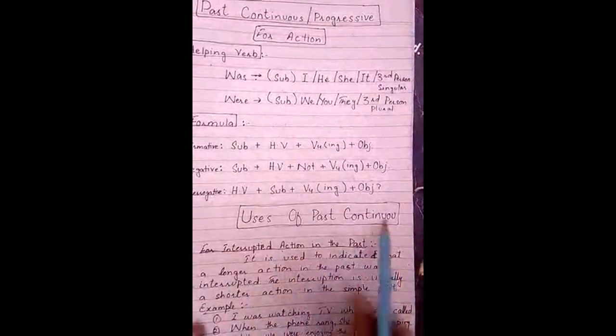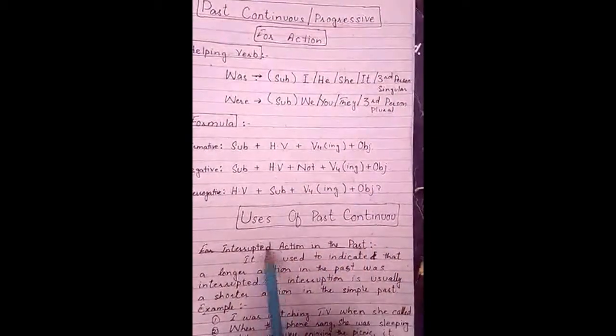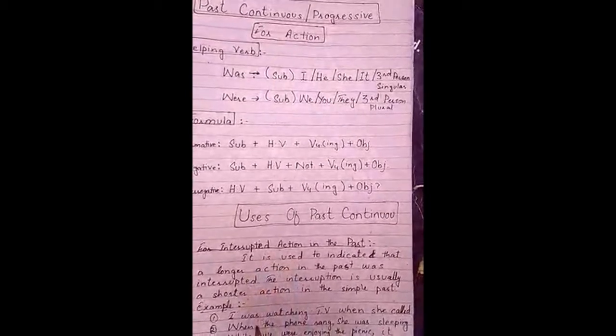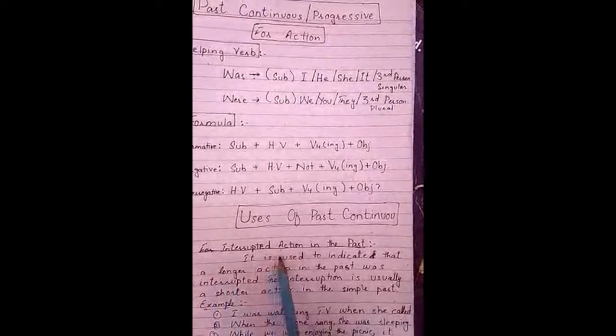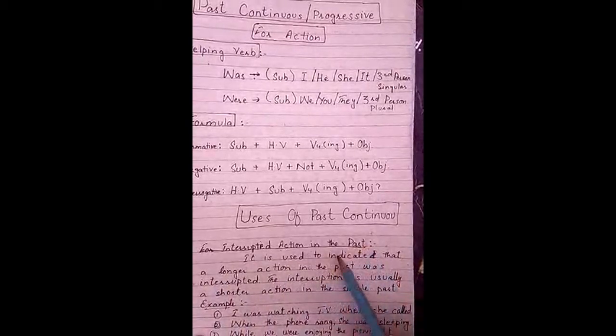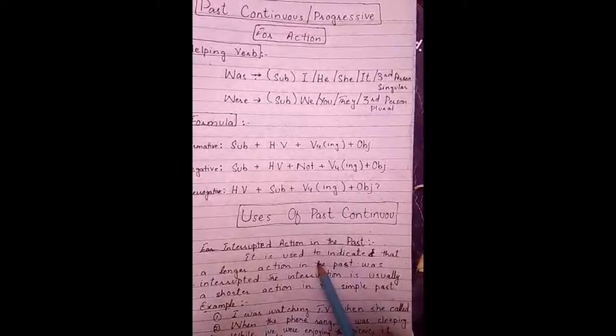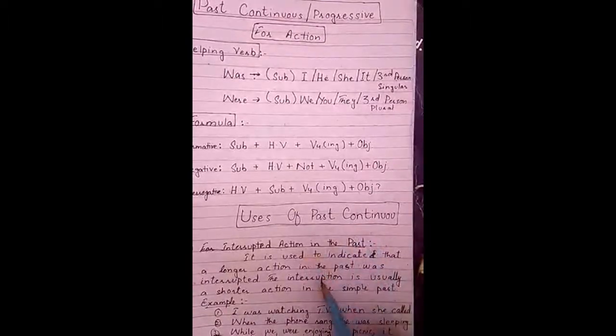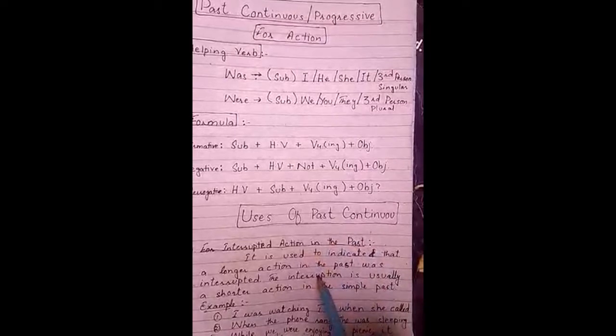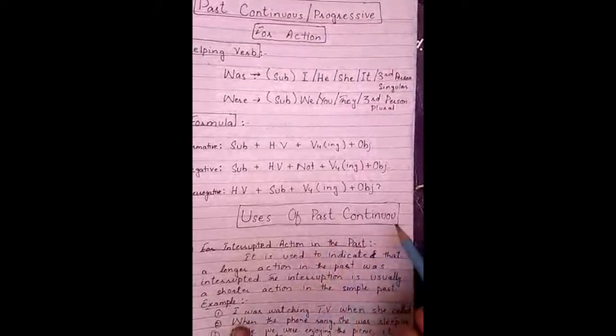But we have some specific uses of past continuous tense. Now I am telling you that. For interrupted actions we use past continuous tense. It means that when we were in the middle of an action and another action interrupted that ongoing action, for the interrupted action we use past continuous tense, and for the interrupting action we use past simple.